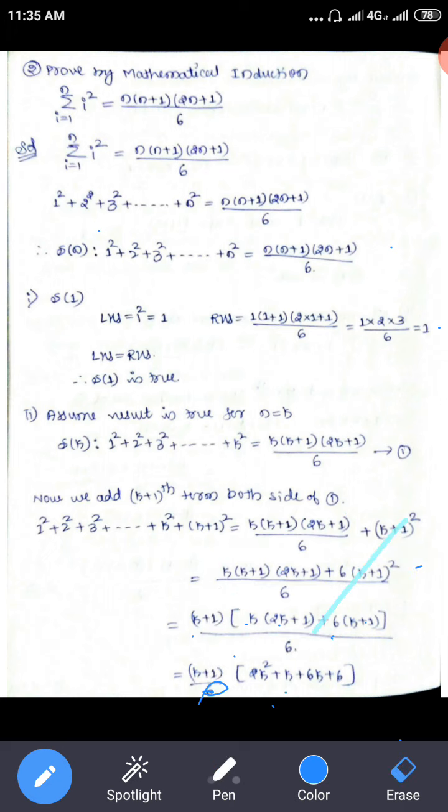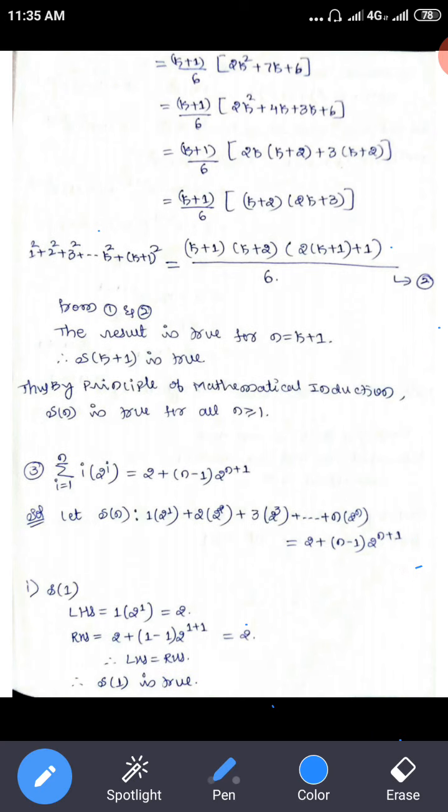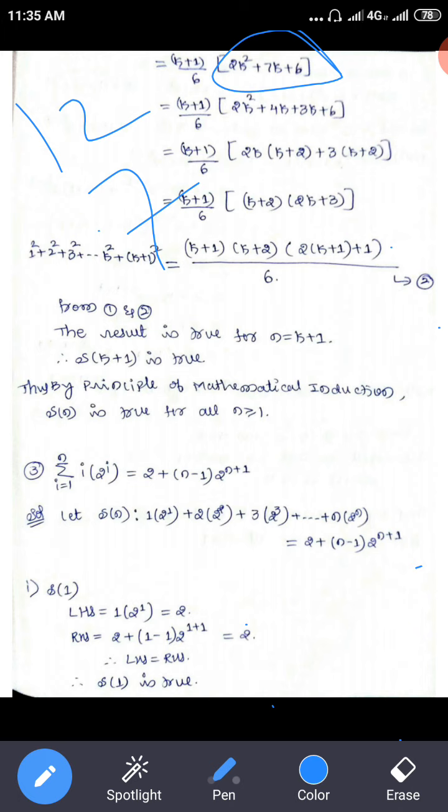So next, k plus 1 the whole square divided by 6 into 2k square plus 7k plus 6. See, this is a quadratic equation. Solve it. So 6 twos are 12. By addition or subtraction, I want 7. That is 4 threes are 12, 4 plus 3 is 7. Therefore, 2k square plus 4k plus 3k plus 6.